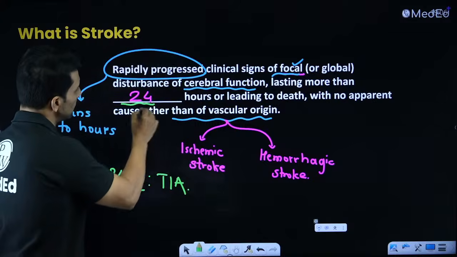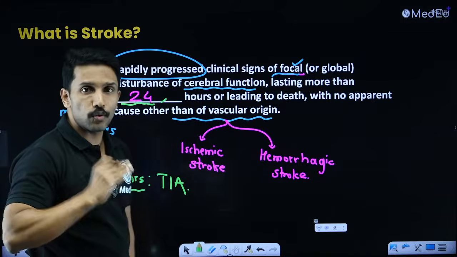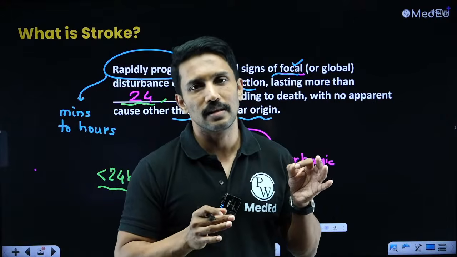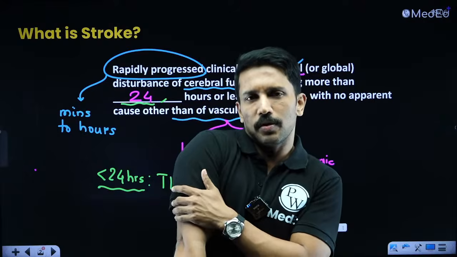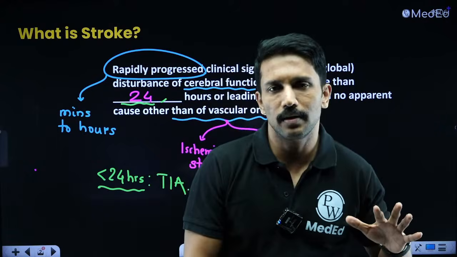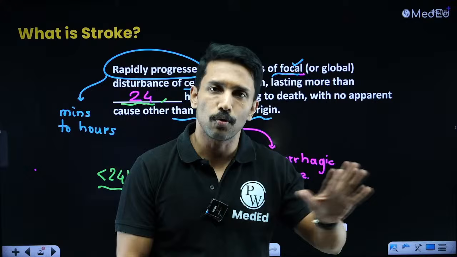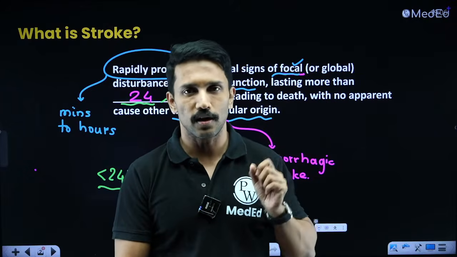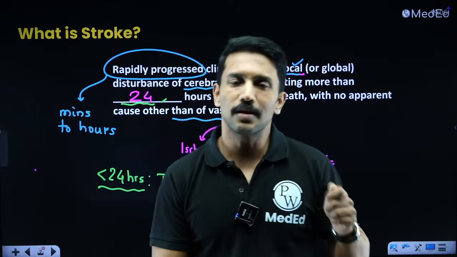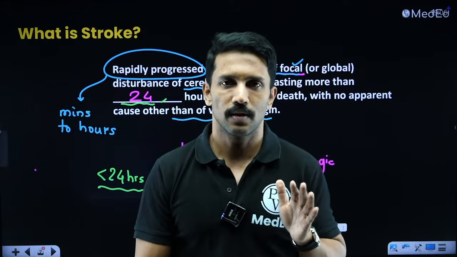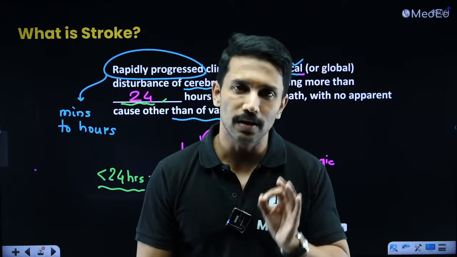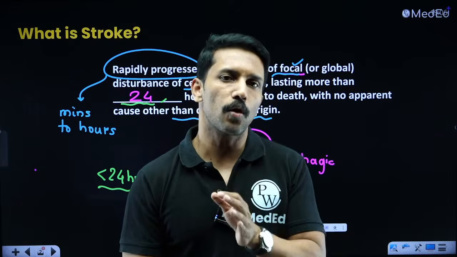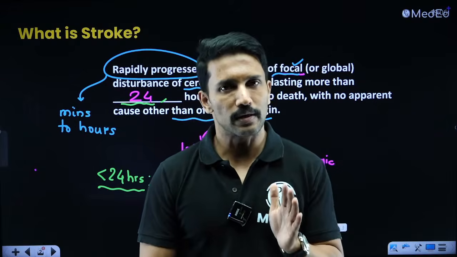But there's a slight modification. What is the modification? Even if symptoms improve within 24 hours, but on imaging there is evidence of infarction. Like the patient developed some right hemiplegia, and we got a CT or MRI done. Symptoms improved over the next 6 hours. Of course, they did not last for 24 hours. But when we got a CT or MRI done, we can see an infarct. So if an infarct is visible, even if symptoms resolve within 24 hours, it will still be called stroke. You're getting the point?